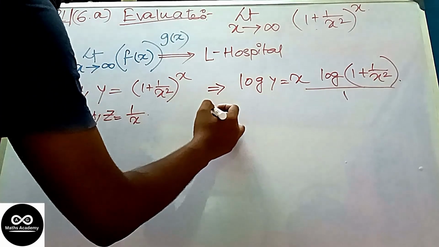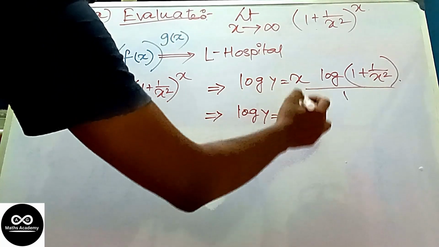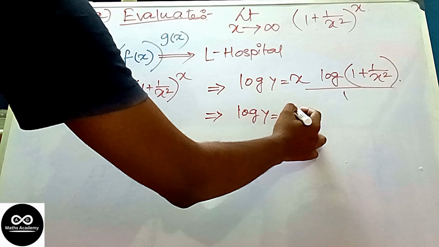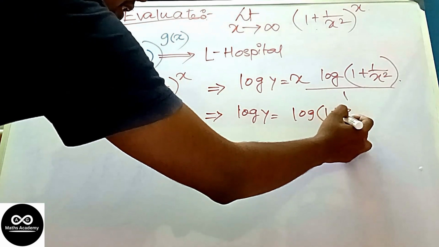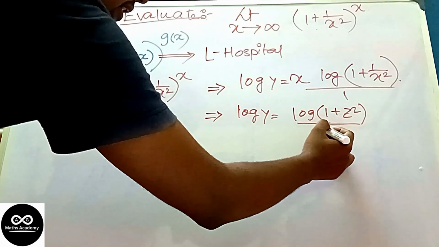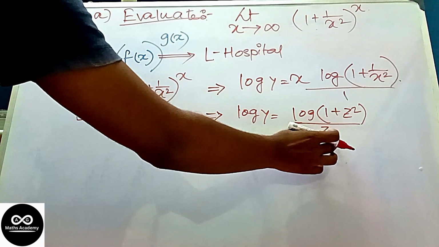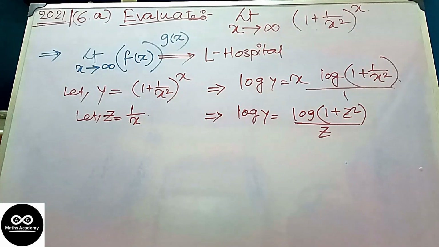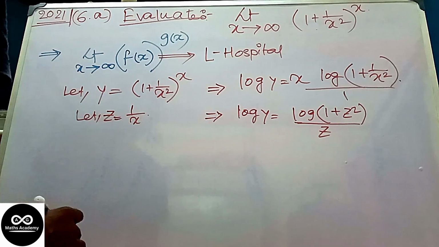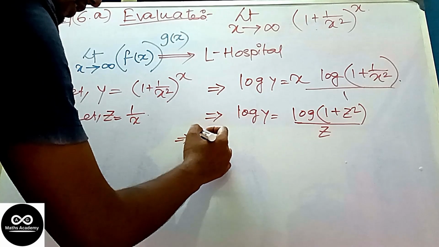Okay, so what do we get? Log of y will be log of 1 plus z square, by z. Now you see there is a denominator, like if we differentiate this we won't get 0. Now take limit on both sides.